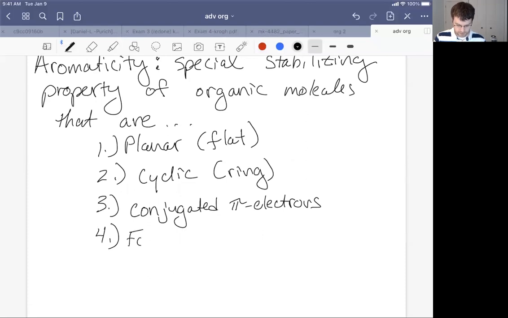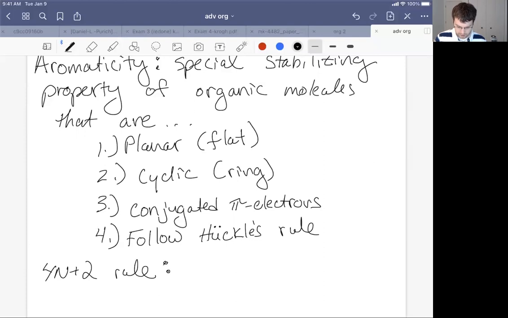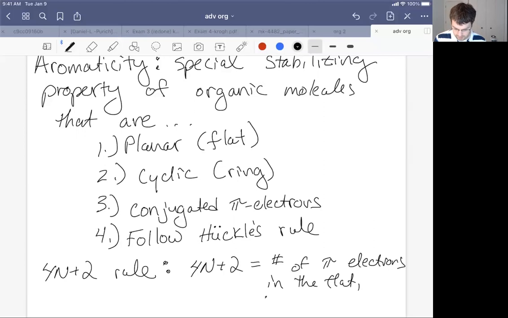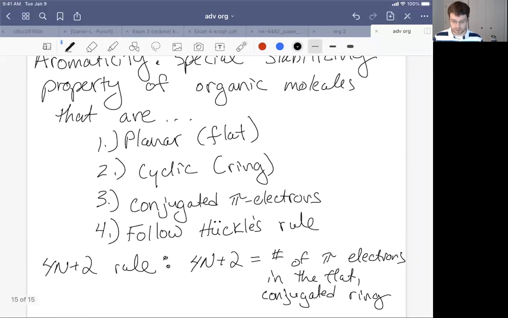And then number four, we must follow Huckel's rule. So Huckel's rule is the 4n+2 rule, where 4n+2 equals the number of pi electrons in the flat conjugated ring. Okay, so the total number of pi electrons within the ring is equal to 4n+2.